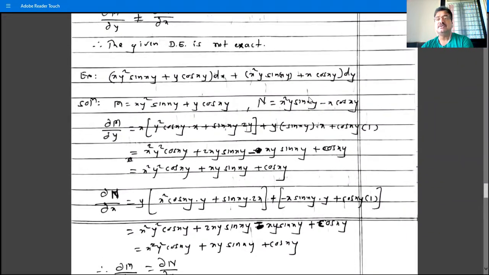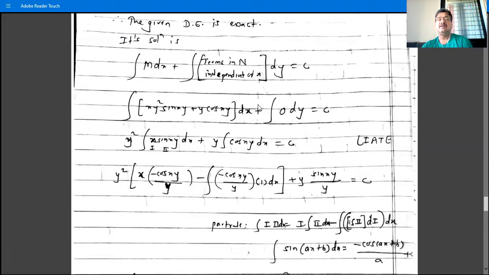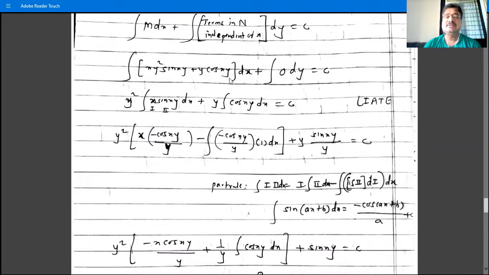So there are two terms in N. This is the first term and this is the second term. What is that? x square y sin(xy), and the other term is plus x cos(xy). Here is a plus sign. So these are the two terms, but both terms depend on x. This term depends on x, or contains x. This term also depends on x. So there is no term in N independent of x. So write 0 dy is equal to constant. And so this is the integration.